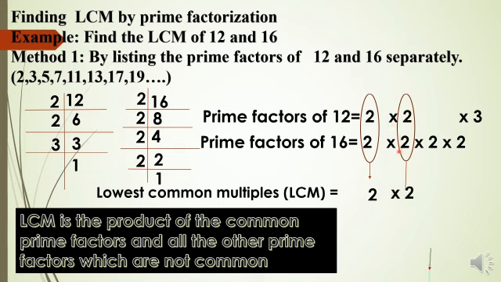Is there anything left here? Yes, this 2 you can bring down and one more 2 bring down, and this 3 also you can bring down. LCM is the product of all these numbers, the common factors and the factors which are not common. 2 times 2 is 4, 4 times 2 is 8, 8 times 2 is 16, 16 times 3 is 48. LCM is equal to 48.